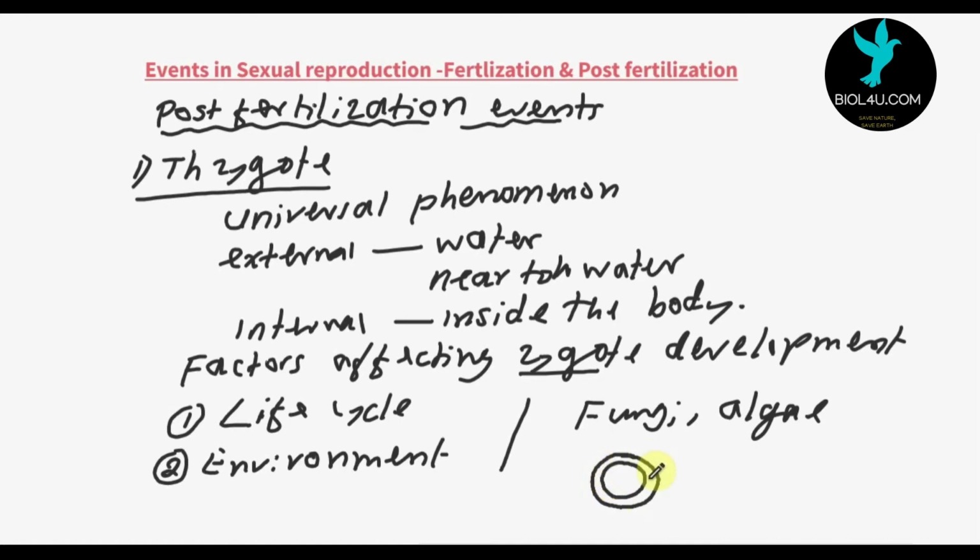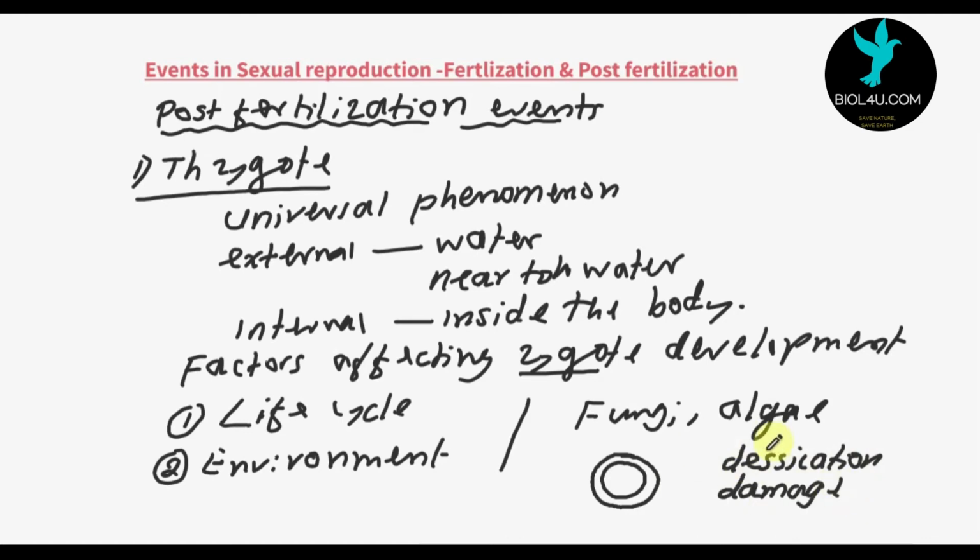Why is it producing the thick wall? This thick wall helps to protect the zygote from desiccation. Desiccation means the loss of excess water. So this thick wall protects the zygote from desiccation, or we can say dehydration, and also from damage by the external medium.